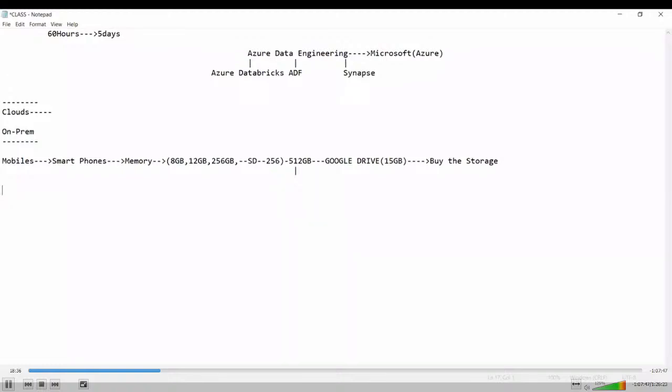So unknowingly, we all are using the cloud platform, isn't it? Unknowingly, we have all moved from the on-premises platform to the cloud. That means from SD cards. SD card memory or your mobile phone memory is on-premises memory. Whereas we have automatically moved from on-premises memory and SD card memory to Google Drive memory. That means unknowingly, we have all moved to the cloud system. We have already moved to the cloud platform. Am I right, guys? Everyone?